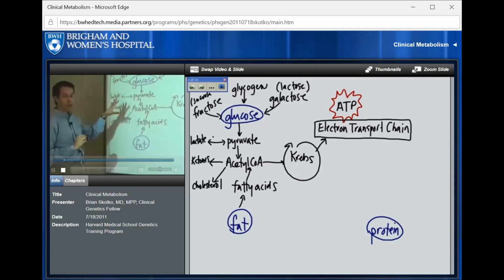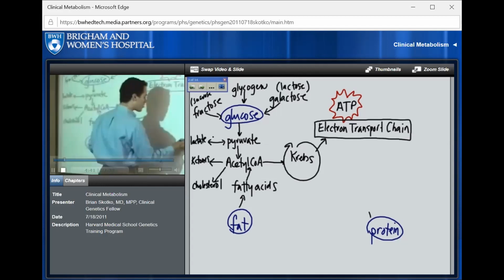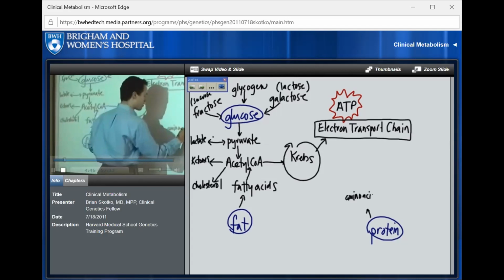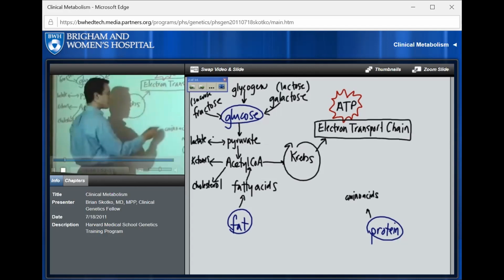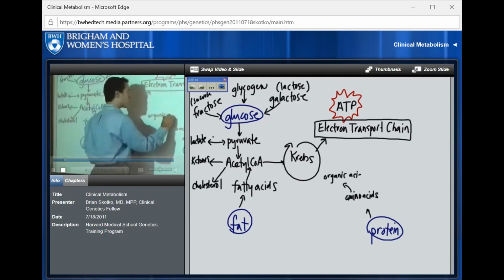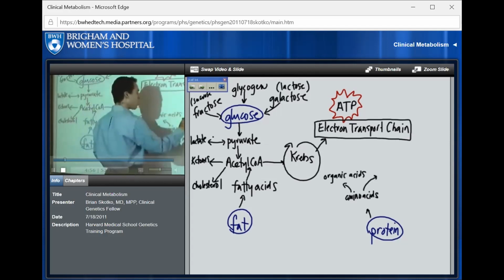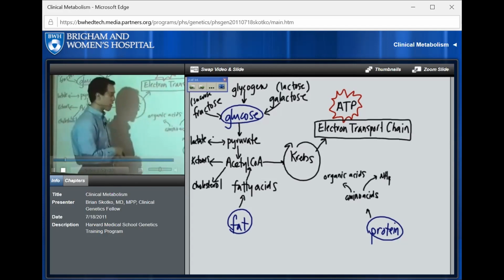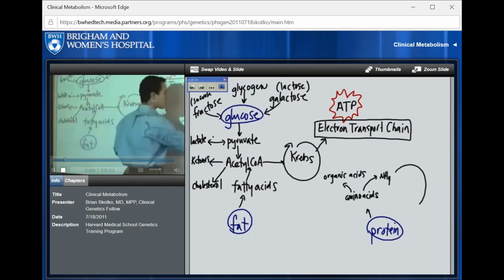All right, so we've now completed the pathway for carbohydrates and for fat. How do we get from protein to make ATP? Well, protein is going to be composed of and broken down into amino acids. And amino acids are going to go into organic acids. But in order to do so, amino acids also have to give off ammonia. Ammonia is very toxic to the body. We're going to talk about that in a sec. And the ammonia has to be recycled in order to be excreted. And that's going to go through our urea cycle.